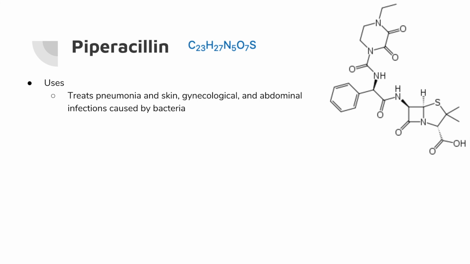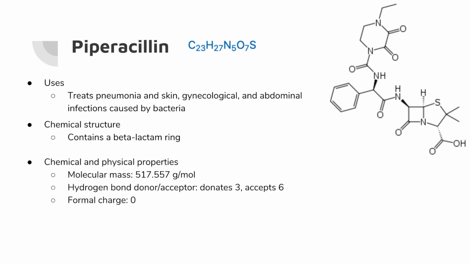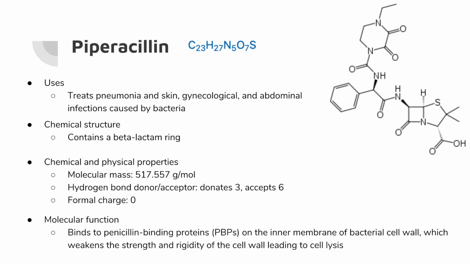Another example of penicillin is piperacillin. It is used to treat pneumonia and skin, gynecological, and abdominal infections caused by bacteria. Its chemical structure is also a beta-lactam ring, and its chemical and physical properties are that it has a molecular mass of 517.557 grams per mole. It can donate 3 hydrogens and accept 6, and it has a formal charge of 0. As stated before, the molecular function of piperacillin, as with all penicillins, is that it binds to penicillin-binding proteins on the inner membrane of bacterial cell walls, which weakens the strength and rigidity of the cell wall, leading to cell lysis.